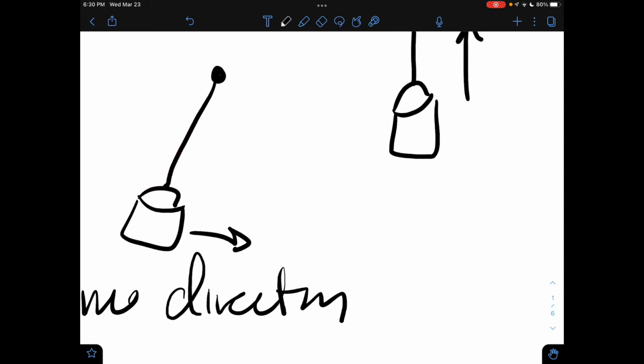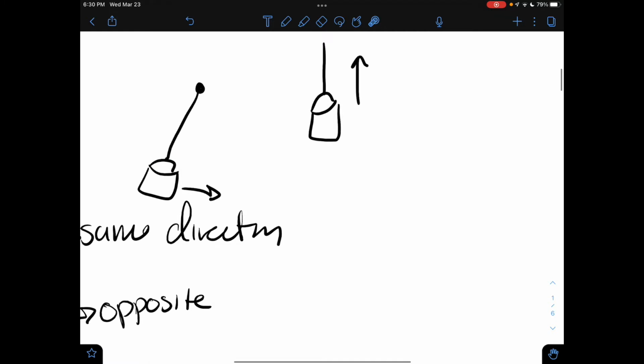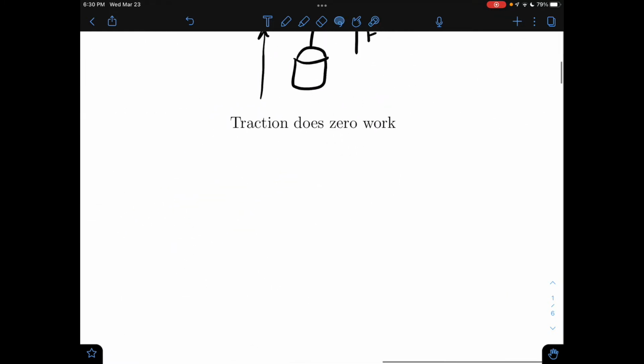We can say that this work done is zero because our displacement is generally in this direction. It's always going to be perpendicular no matter where we are, perpendicular to this force. So this is another situation where our work done by tension would be 0.